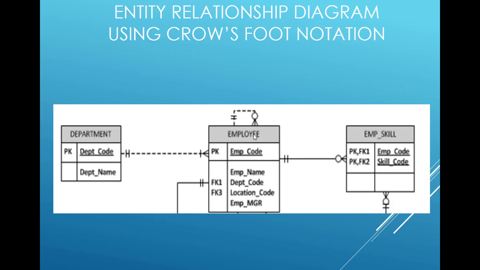You can see with our employee table here, for example, we have a primary key of employee code, and that is also a primary key for our department as well, and that's the relationship between the two. And we have other attributes in our employee table, such as employee name, department code, location code, and the employee manager. And there are other entities that go along with this as well.